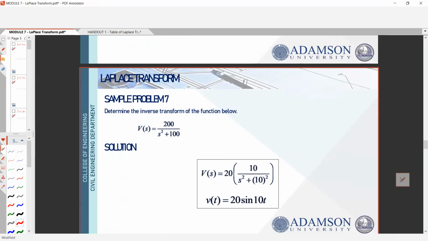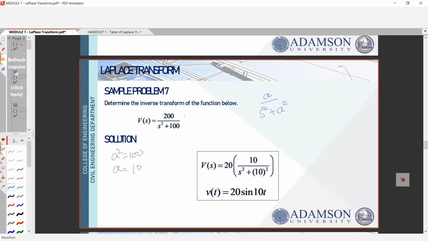Okay? So, isolve muna natin yung the same siya dito sa alpha over s squared plus alpha squared. Okay, so take alpha squared. So, alpha squared is equals to 100. Therefore, alpha natin is 10. Okay? So, kailangan pala yung alpha natin is naka 10. Divisible by 10 yung numerator natin.